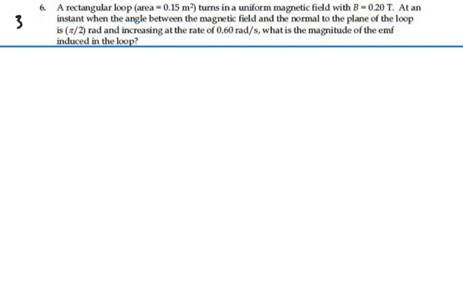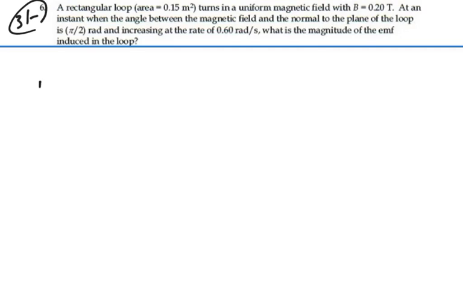Here's problem 31.6. A rectangular loop, area of 0.15 square meters, turns in a uniform magnetic field with the magnetic field equal to 0.2 Tesla. At an instant where the angle between the magnetic field and the normal to the plane of the loop is pi over 2 radians, and increasing at the rate of 0.6 radians per second, what is the magnitude of the EMF induced in the loop?